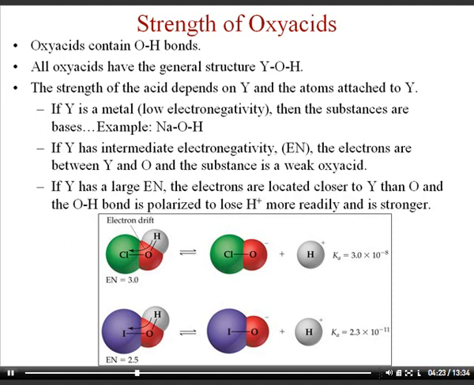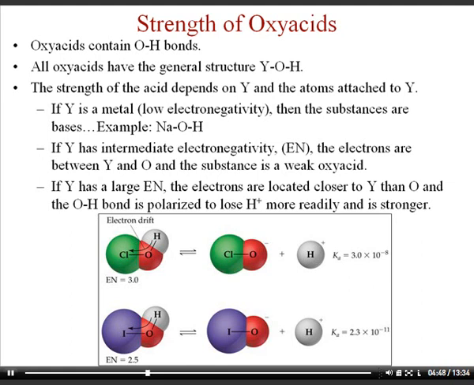If Y has a large electronegativity and the electrons are located closer to Y than to O, and the OH bond is polarized to lose the hydrogen more readily, then it's classified as a stronger acid. So if you can get that YO group to have more electronegativity and more polarized, then the hydrogen becomes more positive and it falls off more often.